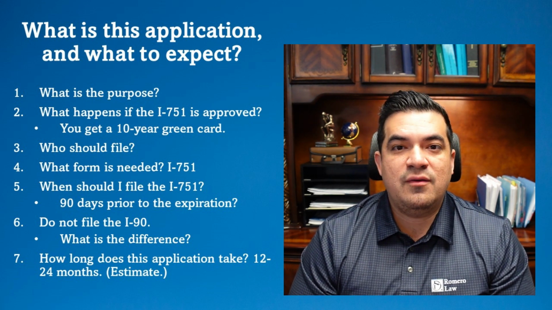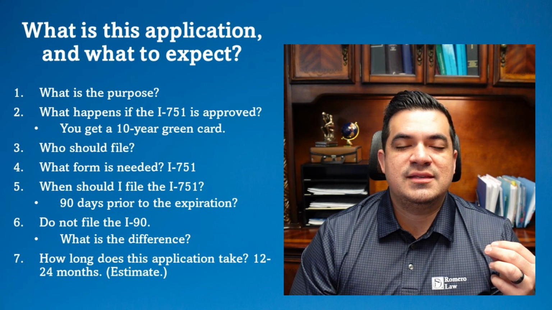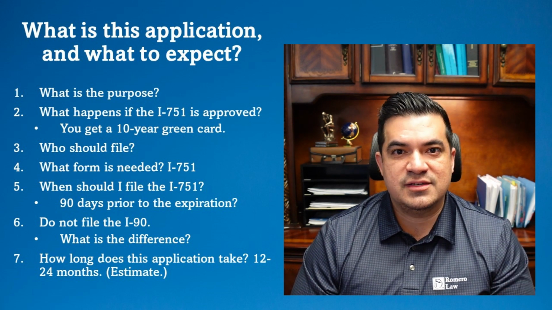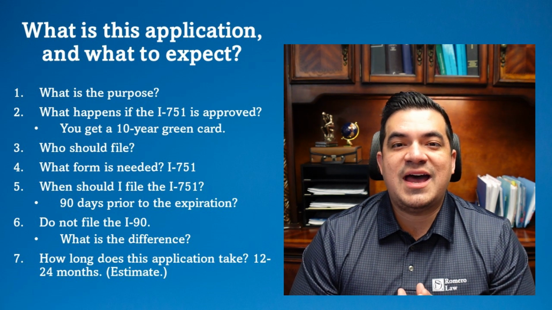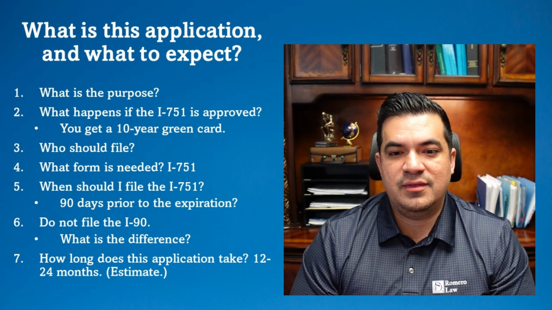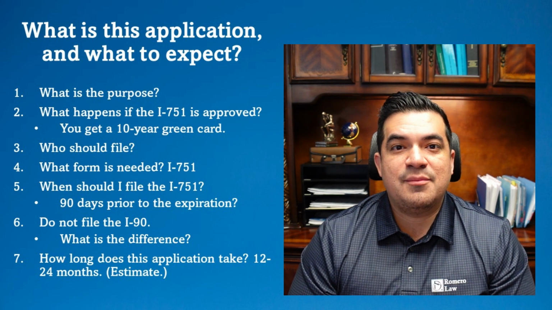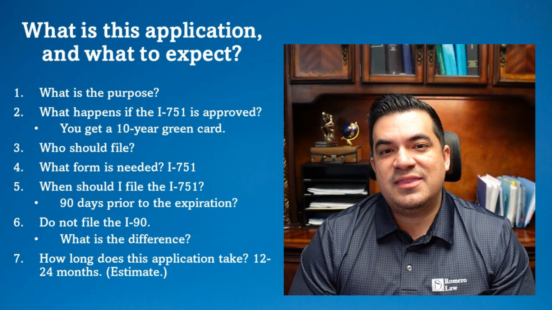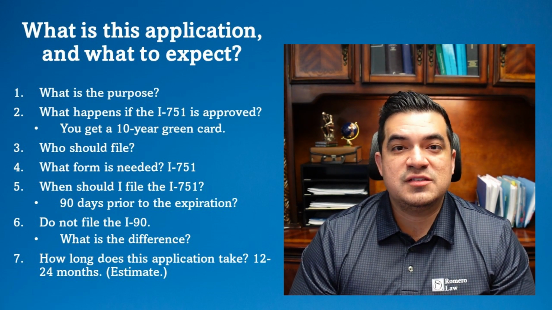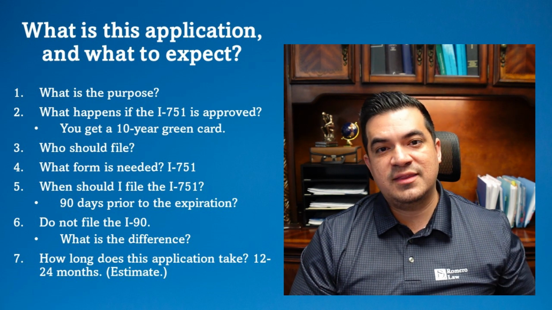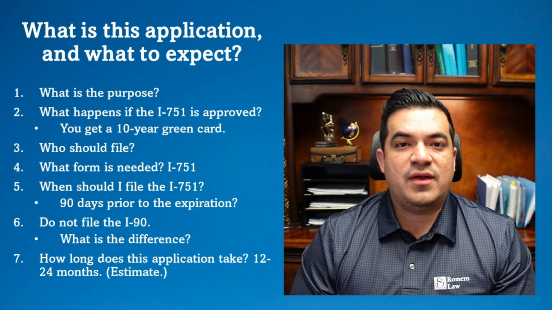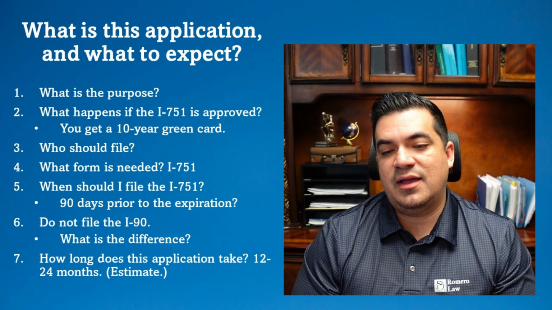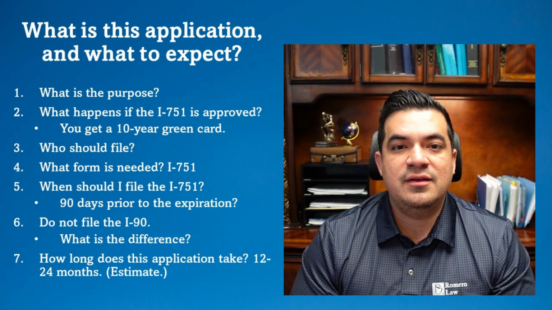So who should file? The person that is the green card holder that has a conditional residency. So what form do you need? The form is an I-751. When should you file this application? There's going to be a 90-day window before your card expires. If you send in more than the 90 days, then your application might get rejected because you filed it too early. There's another exception I'll address a little bit later.